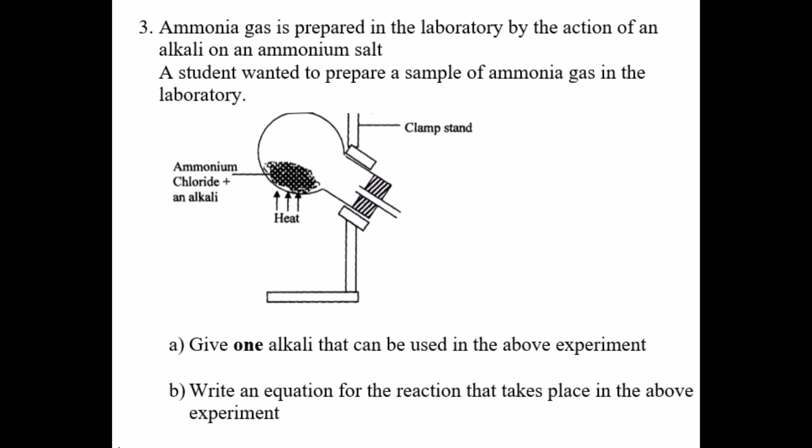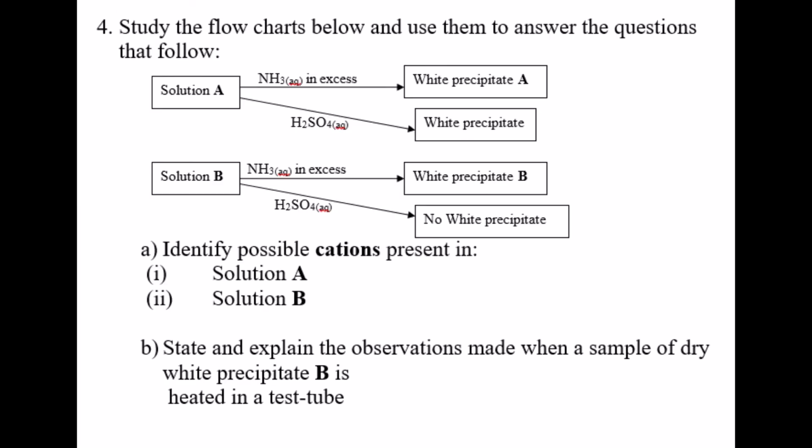You can see an incomplete setup for preparation of ammonia. Then 2 alkalis that can be used in the experiment. You write the equation. Question 4, you can see question 4 there. Well, just go through that. It's a qualitative analysis of metal ions using ammonia, and you can see the question.